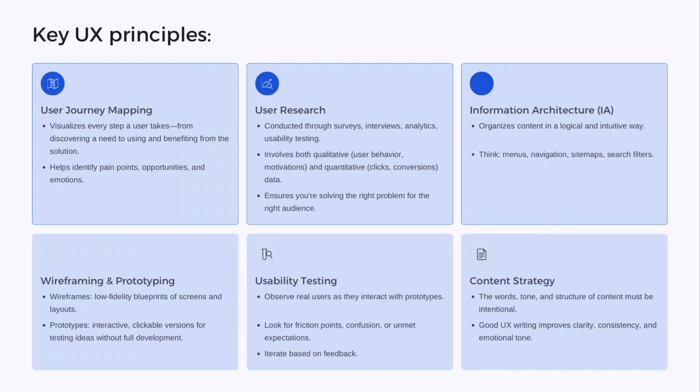Which leads right into user journey mapping, doesn't it? It does. That's visualizing every single step a user takes. Every step. From the initial spark of, I need something, all the way through using the product and hopefully benefiting from it. So it helps identify those pain points or opportunities. Precisely. Pain points, unexpected detours, even the emotional ups and downs along the way. It's like having a detailed map of your user's adventure. That's a great analogy. And then there's information architecture, IA.